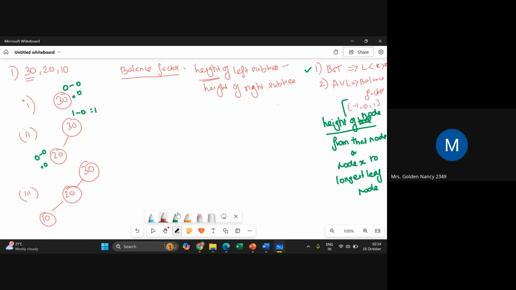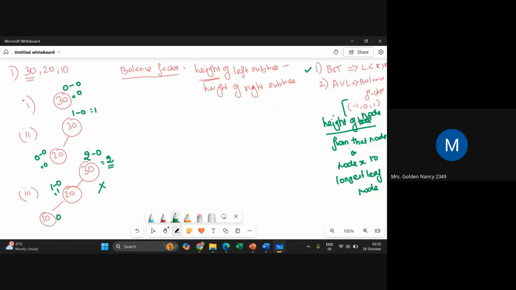Now check the balance factor. For this node, there is no left and right, so 0. For node 20, you have a left subtree but no right subtree, so 1 minus 0 is 1. But for the root node, the left subtree height is 2. There are two nodes in the left subtree and no node in the right subtree, so it is equal to 2. So the property of the AVL tree is violated. It is a binary search tree, but not an AVL tree, because the balance factor you got is not in the set -1, 0 and 1.